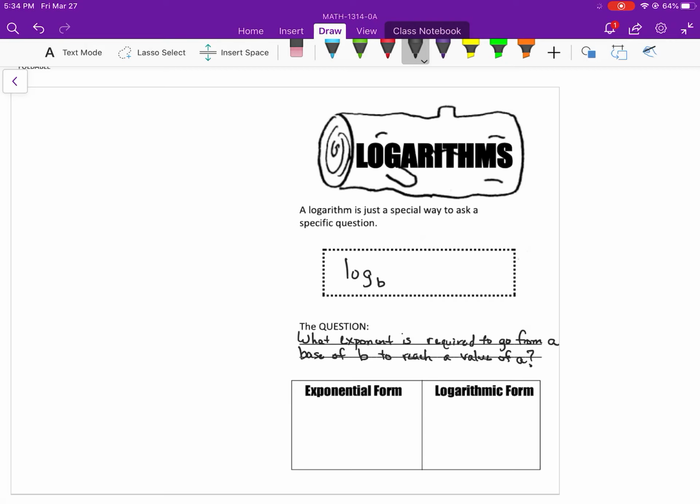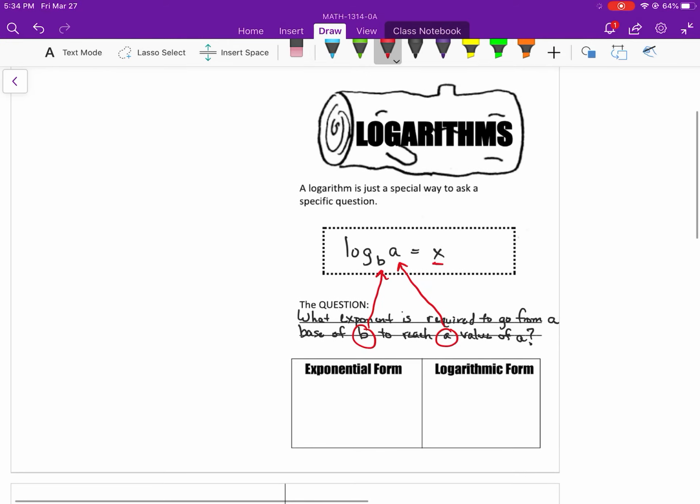So in this box right here, we're going to write out what a logarithm looks like. So log base b of a is going to equal x. If you look specifically at my question right here, base of b, and to reach a value of a, which means that x must be my exponent.